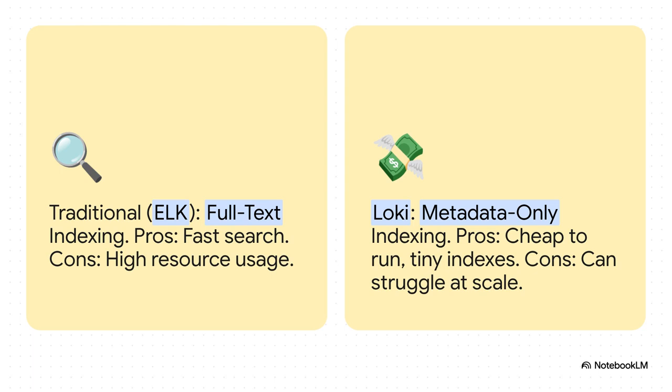And here's that fundamental trade-off in plain sight. You have traditional systems like the ELK stack that do full-text indexing. Think of it like a perfectly indexed reference book. You can find any word instantly. But that index is massive, and it costs a fortune in storage and compute. Loki, on the other hand, only indexes the metadata, the labels. It's like only indexing the chapter titles. It's way cheaper, the indexes are tiny, and getting data in is super fast. The catch? If you need to find one specific word inside a chapter, Loki has to read the whole thing.